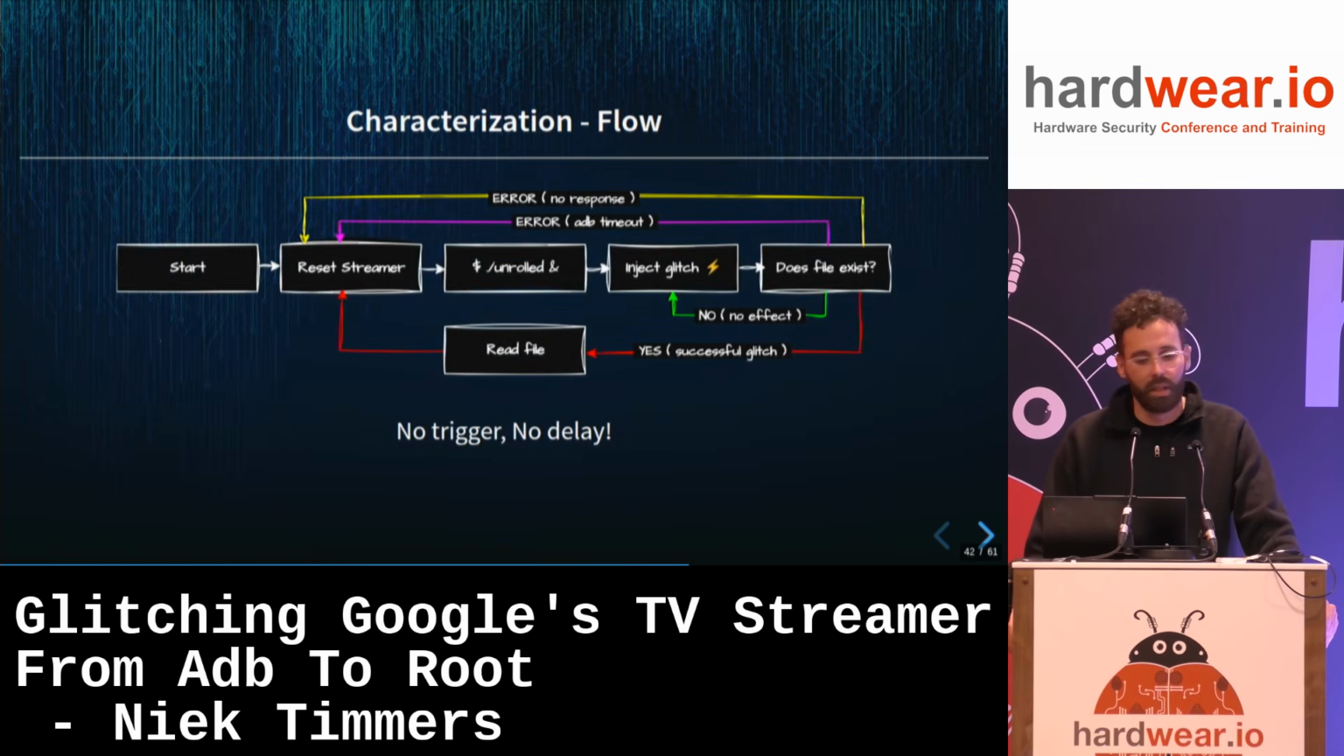So this is roughly the flow. We start, we reset the streamer, we run the process with custom code in the background, we inject the glitch, and we check if the file is there. If the file is not there, we glitch again. So there's no delay, no trigger, nothing. We just keep glitching until we see a successful fault, or we get an error. For example, a timeout on ADB, or a timeout on the device itself. And at that moment, we reset the streamer into a known state, and we try again.